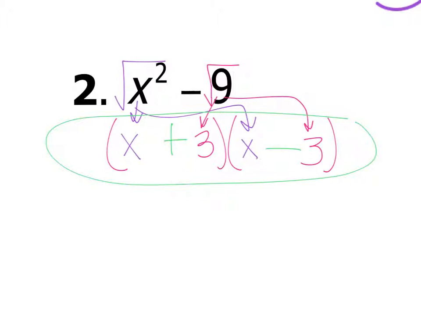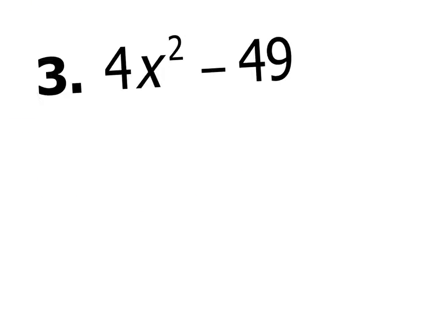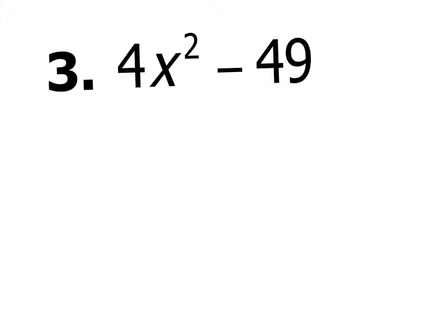Okay, the next one's a little tougher. 4x squared minus 49. So first of all, do we have a difference? Yes. Do we have two perfect squares? Yes, we do. Okay, so we're good there.